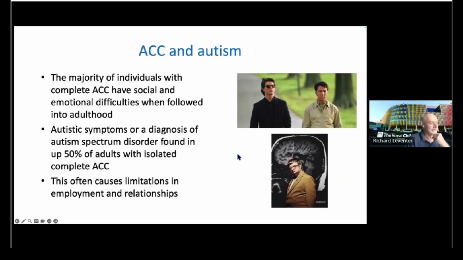So there is a strong link between ACC and autism, and in longitudinal studies with good testing into adulthood, it is found that the majority of individuals with complete ACC, and that's isolated ACC, plus complex ACC, have social and emotional difficulties when you followed them into adulthood. And so autistic symptoms or a formal diagnosis of autism spectrum disorder has been found in up to 50% of adults with isolated complete ACC.